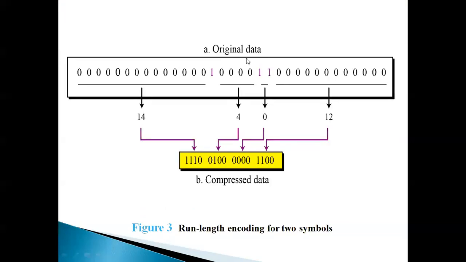Let me show this with a zeros and ones example. The original data is given using 0 and 1. Here, the first run of ones we consider as 14, the next number as 4, then 0, and then 12. Now if we give these in binary digits, what answer do we get? 1110 for 14, 4 is 100, the zeros we simply have as 4, and 12 is 1100. So this is our compressed data in run length encoding of two symbols.